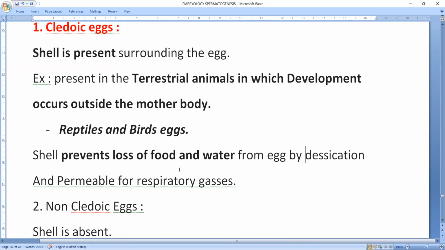Even food granules also may evaporate due to high temperature. Okay, so to prevent that, surrounding the developing embryo, surrounding the yolk and zygotic nucleus, the shell was formed during the evolution. Okay, it is a good protective structure, and also it prevents loss of food and water.